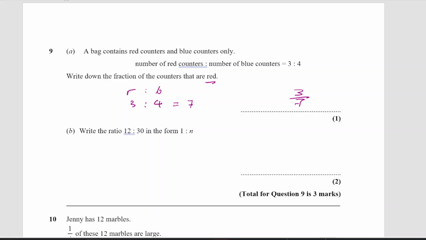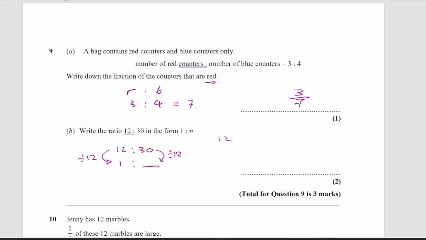And then write the ratio 12 to 30 in the form 1 to n. So we've got 12 to 30, and we want it in the form 1 to blank. So we're going to have to divide by 12 here.